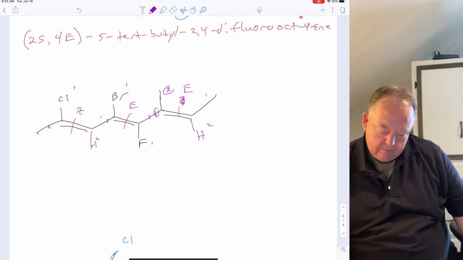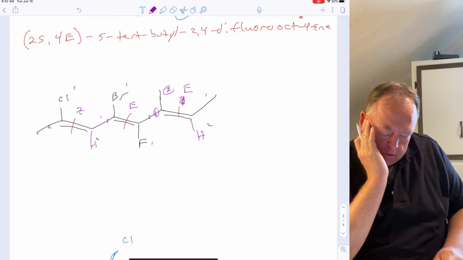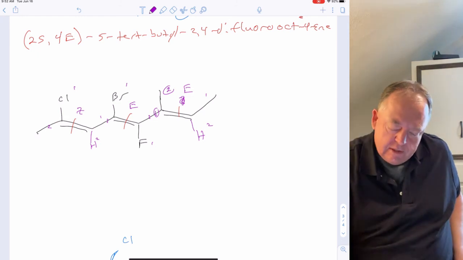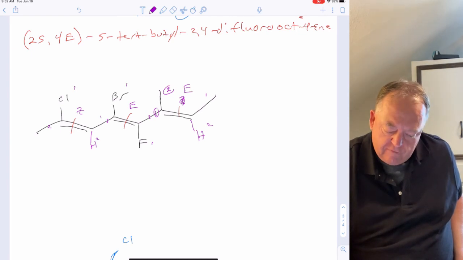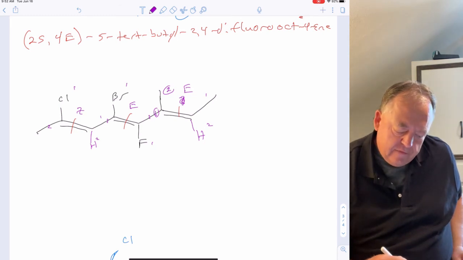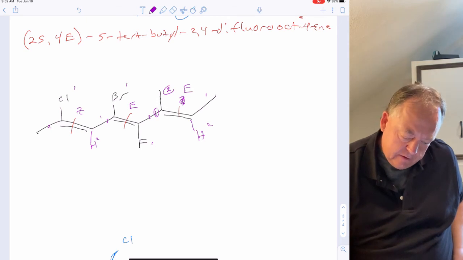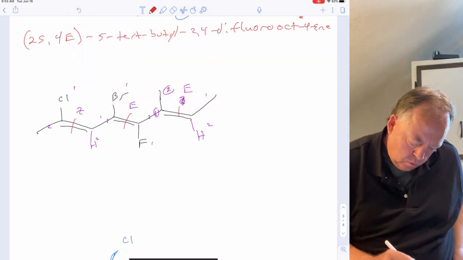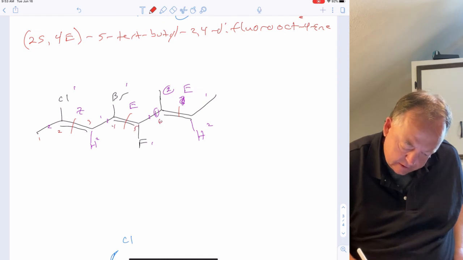Okay, now which end to start numbering from? So the first double bond's at 2, whether you start from the right or the left. And if we started from the right, then the first substituent would be at carbon 1, 2, 3, the 3-methyl. If we started from the left, the first substituent would be at 2, the 2-chloro. So we're going to start numbering from the left. So 1, 2, 3, 4, 5, 6, 7, 8.